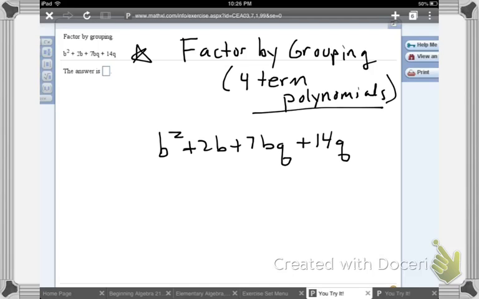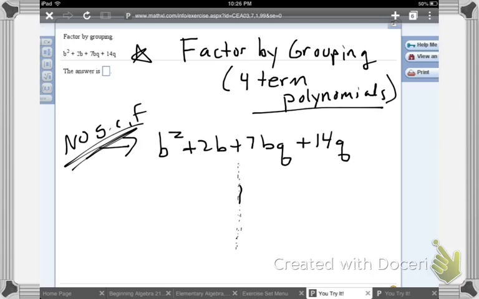Okay, factor by grouping. First thing we do is we inspect. Is there a GCF for all four terms? Do all four terms have something in common? They don't all have a B, they don't all have a Q, and they don't have a number in common. So the first thing you say is, okay, no GCF for the entire polynomial. So then you mentally draw a dashed line, and I'm drawing a little dashed line here, you see it.